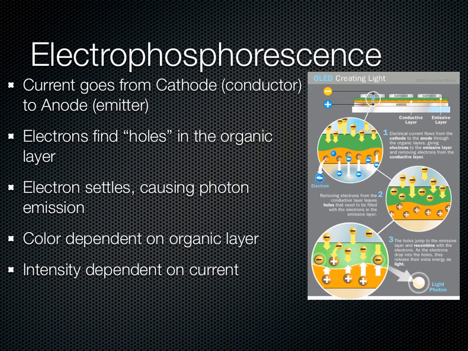Now, the process of electrophosphorescence, which is how OLEDs create light, is as follows. A current flows from the cathode, which is the conductor, to an anode, which is the emitter. The electrons from the current find holes in the organic layer. Once the electron settles, it causes light emission in the form of a photon. The color of said light depends on the organic layer. The intensity of the light depends on the intensity of the current.